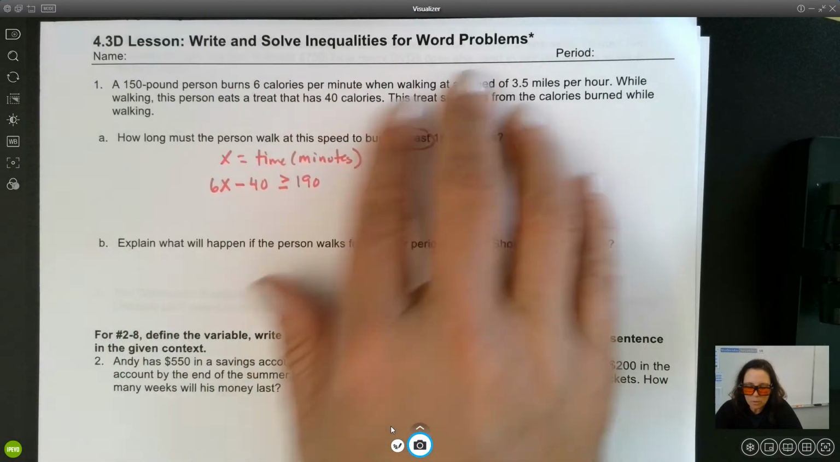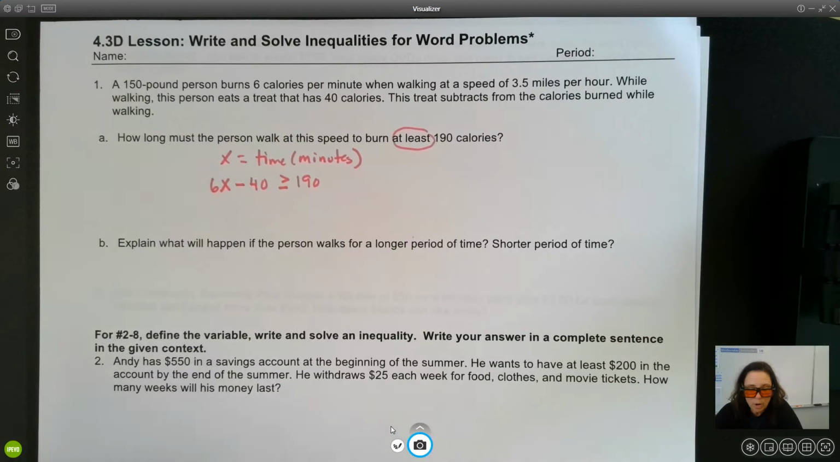So we are now in word problems that involve inequalities. That makes evaluating the answer a little bit more difficult, and I'll make sure I touch on that as we talk through the answers of this lesson.